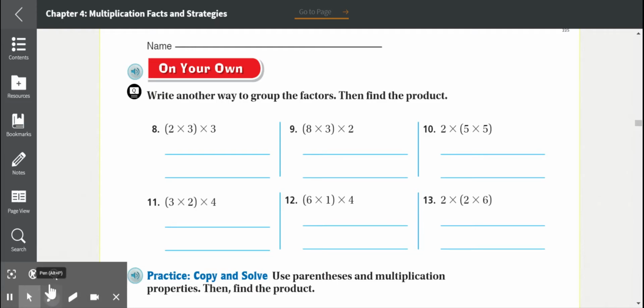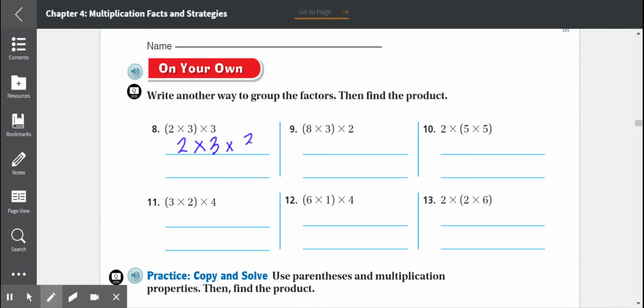So number 8, we have 2 times 3 times 3. We'll change the grouping. So now we're doing 3 times 3 first. 3 times 3 is 9. Multiply that by the 2 equals 18. Okay, I'm going to press pause. So are you. When you're done, press play and correct your work.